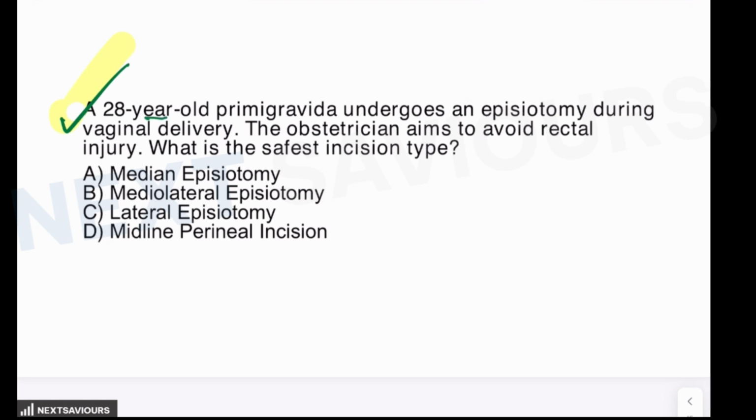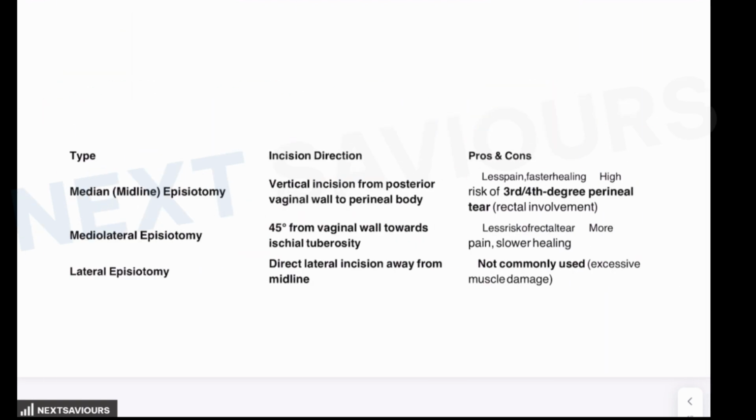Like a 28-year-old primi undergoes an episiotomy during the vaginal delivery. The OBS aims to avoid rectal injury. Which is the safest incision type? For episiotomy, we have got three types of incisions. One is a median incision for midline episiotomy. What is the direction? It is the vertical incision from the posterior vaginal wall to the perineal body.